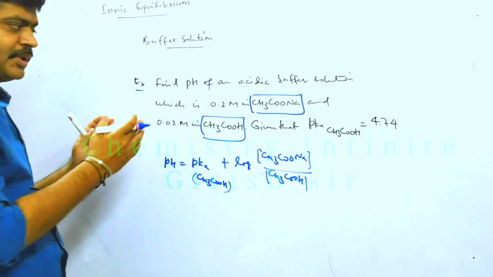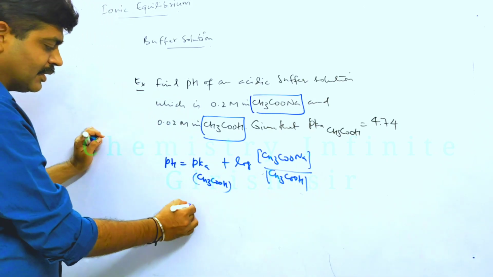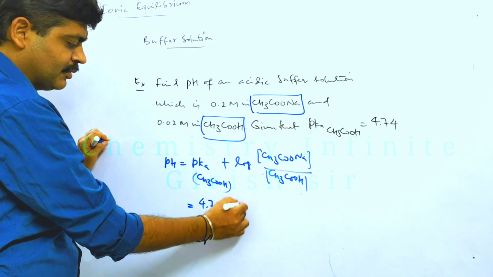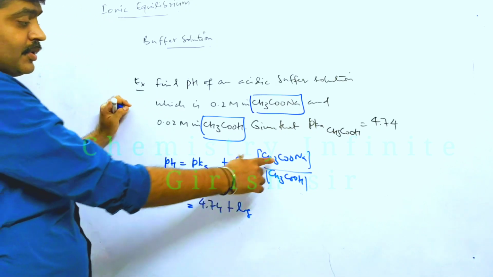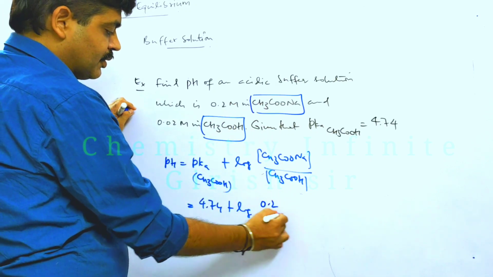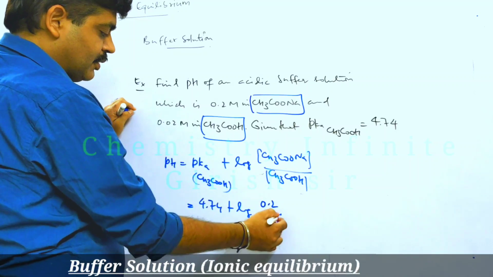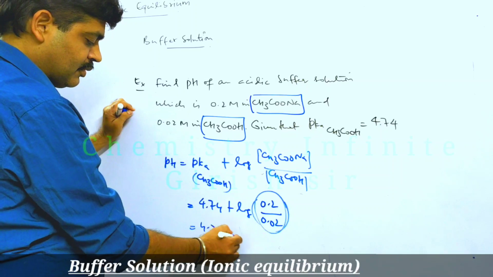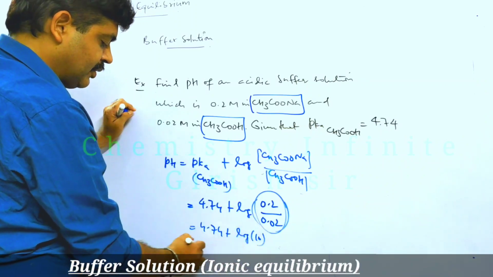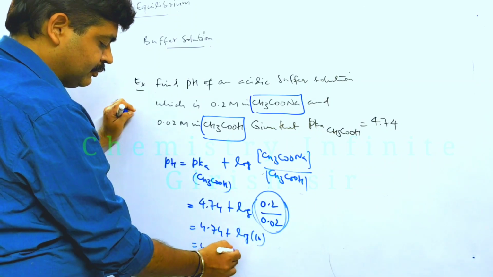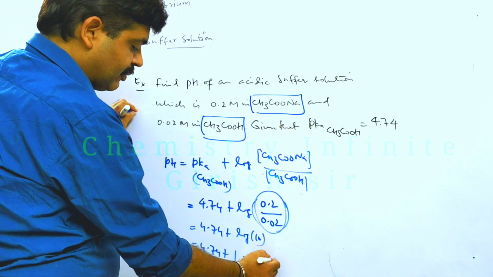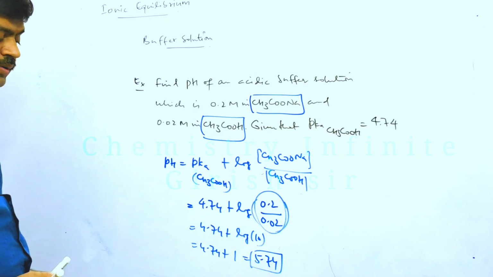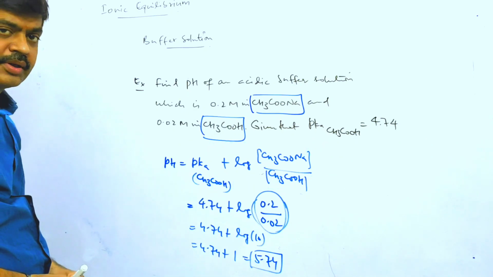Now this is an easy question, all the values are very clearly indicated. pK of acetic acid is given, so you put the value 4.74. Now concentration of salt 0.2, concentration of acid 0.02. So when you simplify, you'll get log 10. The value of log 10 is 1. So answer would be 5.74. This is pH of the solution.